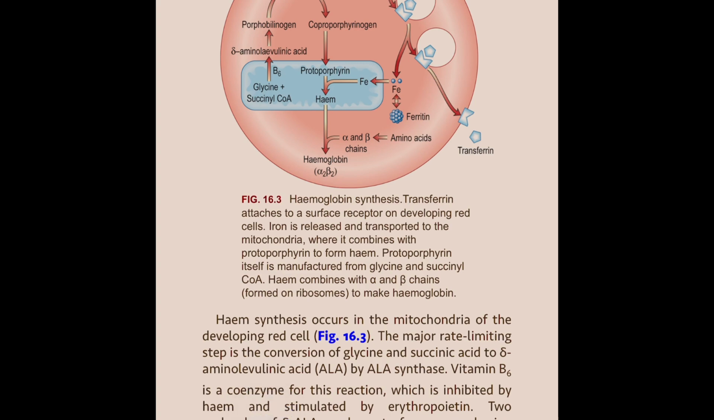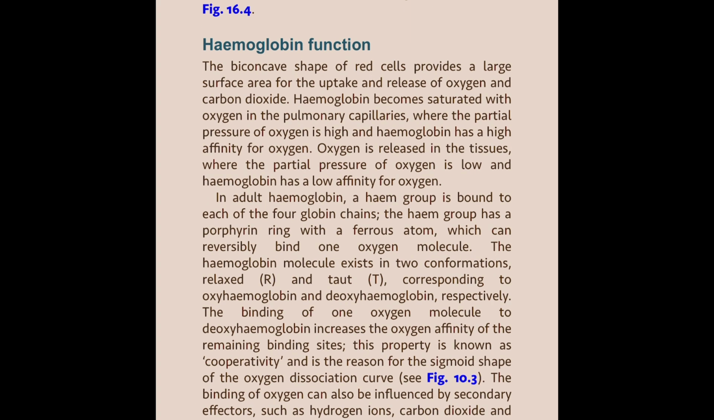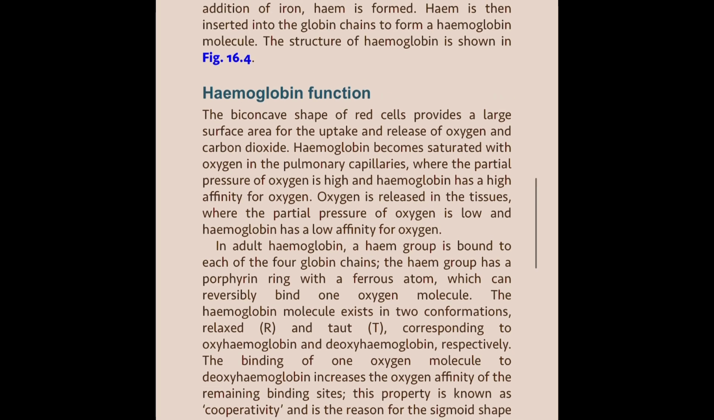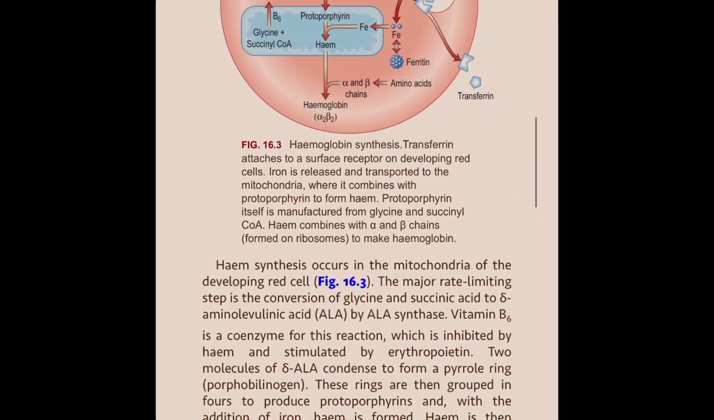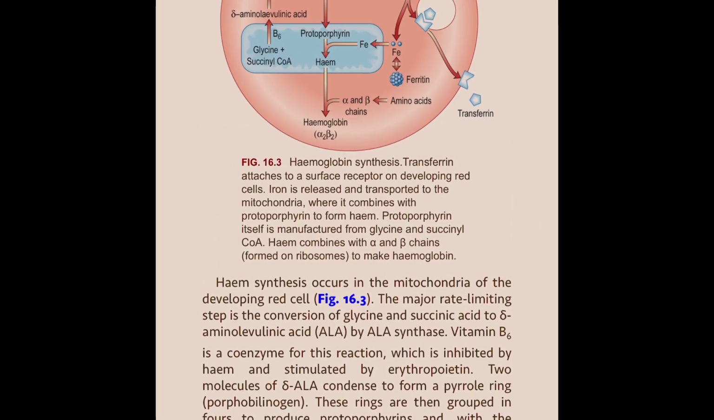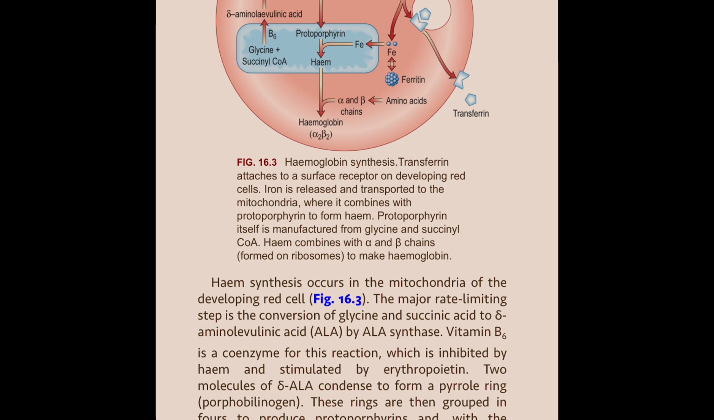Let's check it out. Porphobilinogen. These rings are then grouped in 4 to produce the protoporphyrins, and with the addition of iron, heme is formed. Heme is then inserted into the globin chain to form a hemoglobin molecule.